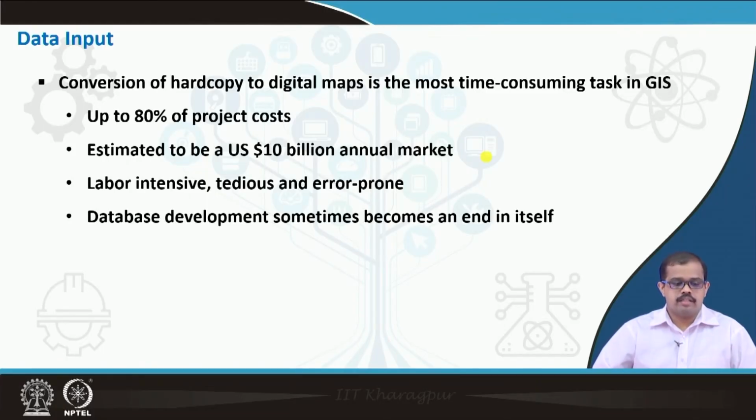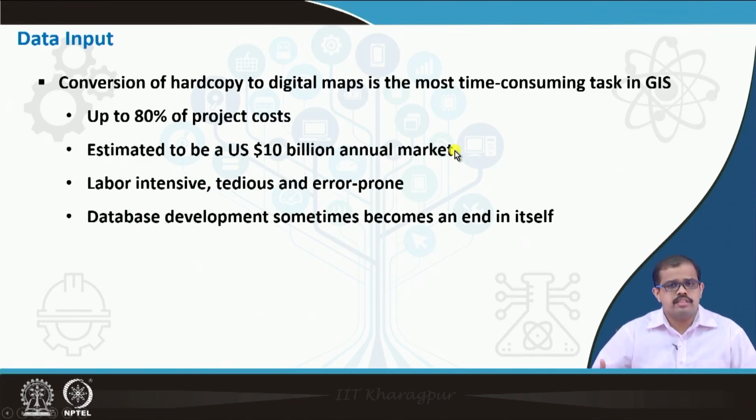When we look at data input, to be honest, the conversion of hard copy to digital maps is the most time consuming task in GIS. It is almost 80% of the total project cost. As per the estimate, it is about a US 10 billion dollar annual market. Conversion of hard copy maps, for example maps from the 1970s, 80s, etc., is extremely important in terms of understanding the temporal evolution of the Earth's surface.